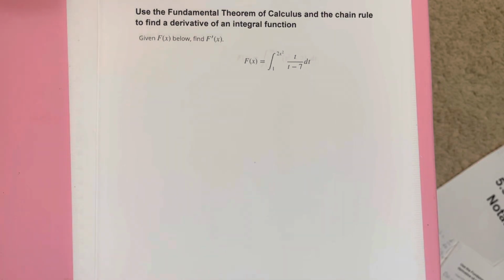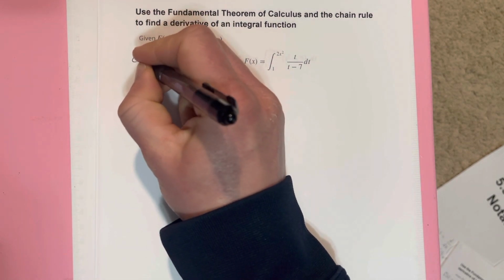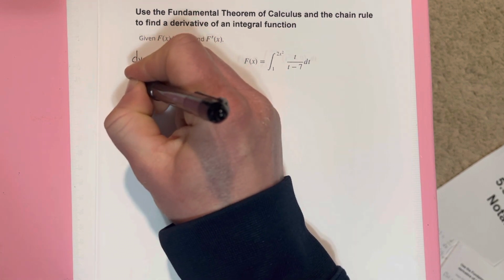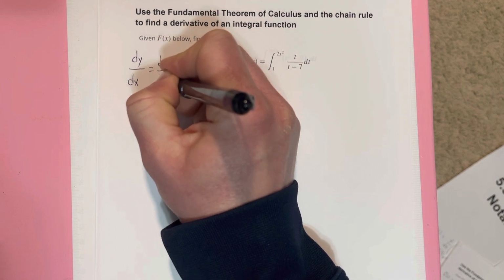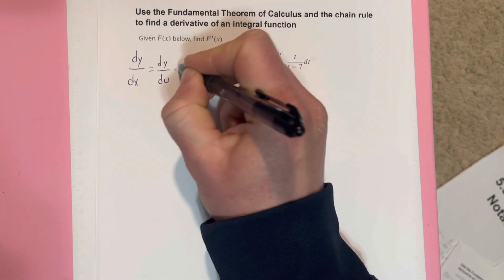In this video, we're going to use the Fundamental Theorem of Calculus and the chain rule to find a derivative of an integral function. So first of all, let's write down what the chain rule states. It says that dy over dx is equal to dy over du times du over dx.